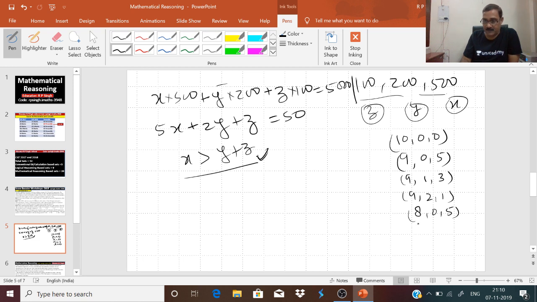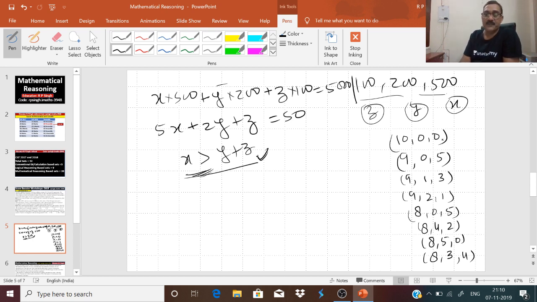Then the other possibility is 8, and if I take 4 notes of this, 2 notes of this, or we can take 8 and 5 and 0, or we can take 8 notes. If I take 3 notes of this, so 4 notes of this. Now you cannot decrease the number of notes of 200, because then the number of 100 rupee notes will increase, and in that case this condition will not be satisfied.